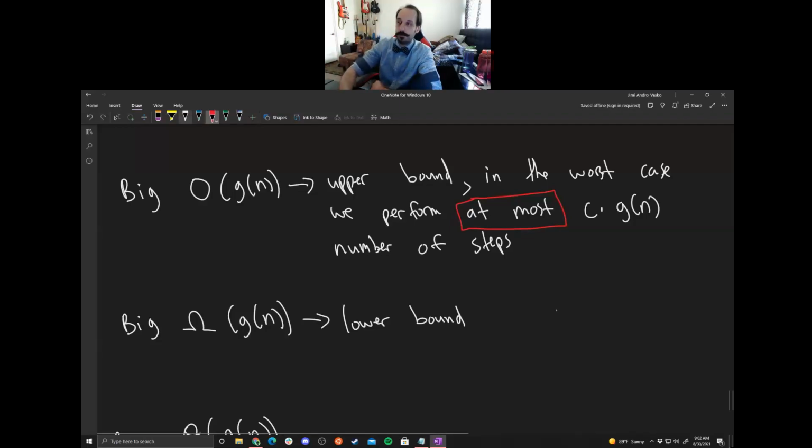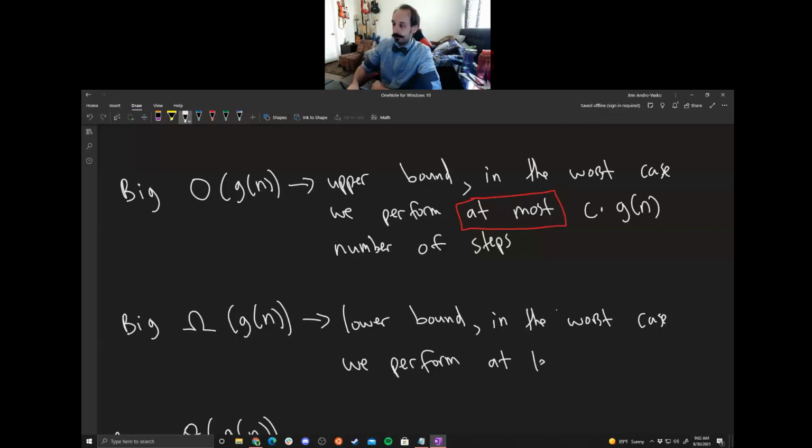For a lower bound, omega, in the worst case, we perform at least C times g of n number of steps. And the key word here is at least.